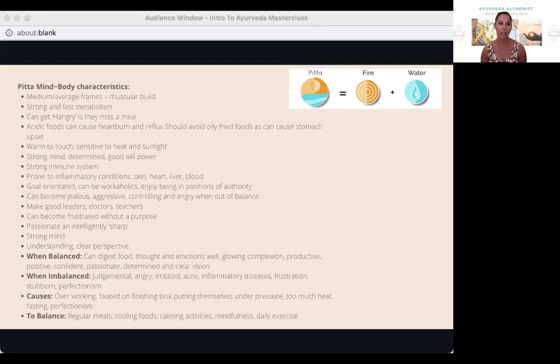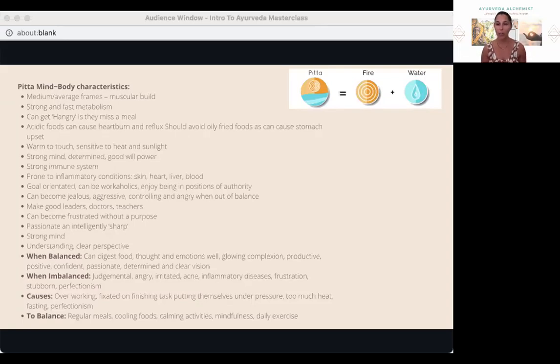Perfectionism is their thing. So often, if I'm doing an Ayurvedic psychology session with someone, I have to remind them that they don't need to be perfect. If we talk about journaling our inner thoughts, I say, hey, it's not an essay. No one's going to read this. Don't be perfect. So Pittas need to watch that perfectionism because they're people that will often overwork themselves and lead to great burnout. They can become very fixated on finishing tasks and putting themselves under a lot of pressure. And this is what can create an imbalance in these people.